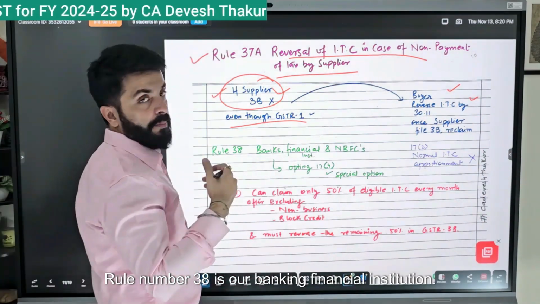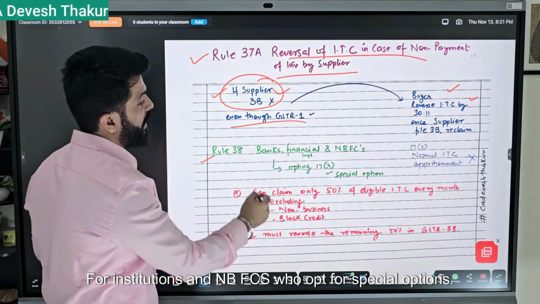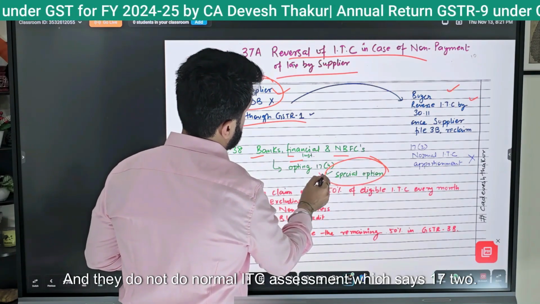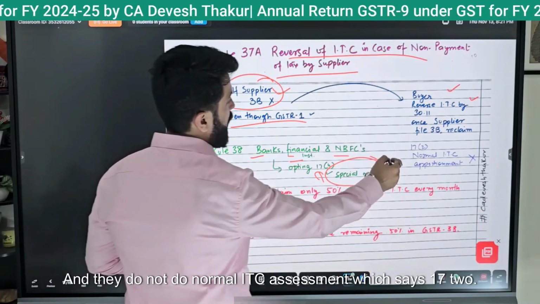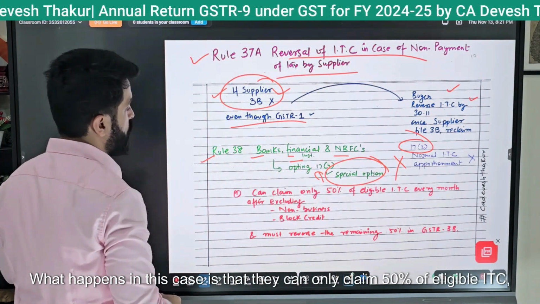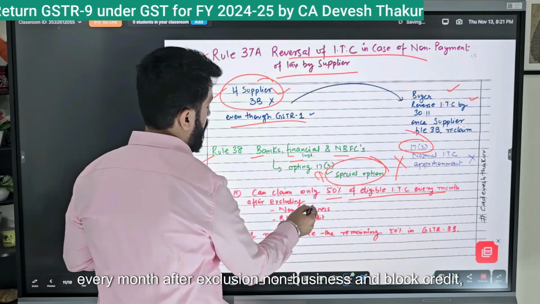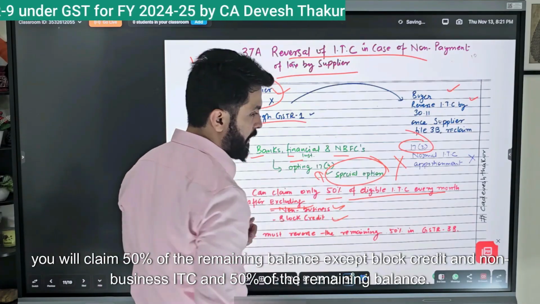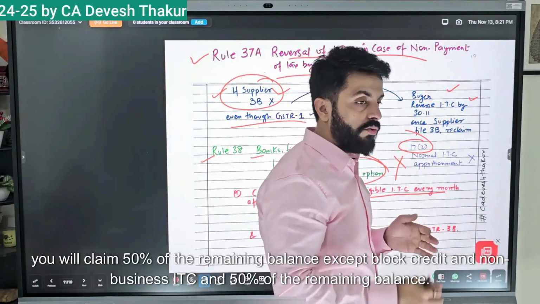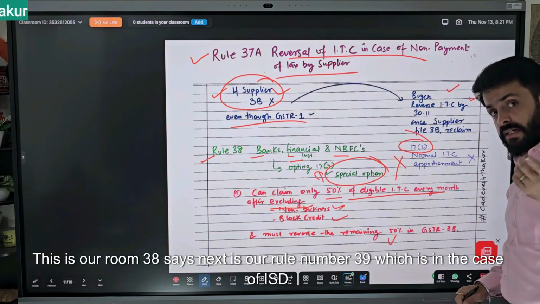Rule 38 is for banking and financial institutions and NBFCs who opt for special options under Section 74 and do not do the normal ITC assessment under Section 17(2). What happens in this case is that they can only claim 50% of eligible ITC. Every month, after excluding non-business and blocked credit, you will claim 50% of the remaining balance, except blocked credit and non-business ITC, and reverse the other 50% in 3B. This is what Rule 38 says.